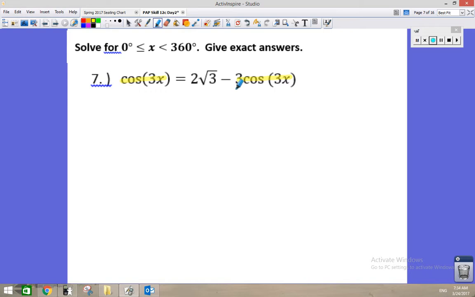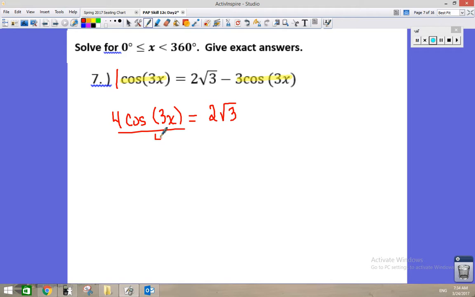So I need to add 3 cosine of 3x to both sides. I have one of them over here. When I add 3 cosine 3x's plus that 1, I'll have 4 cosine of 3x.